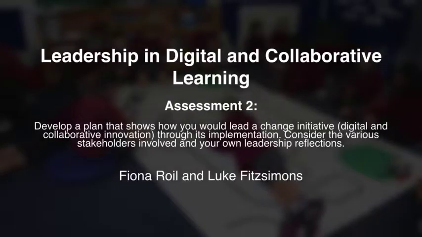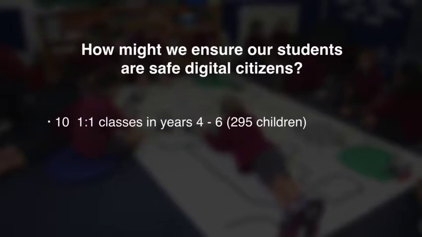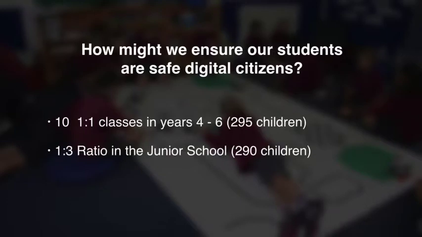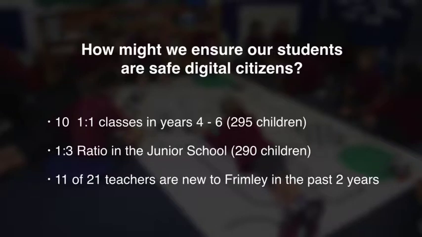Over the past 2 years, the staff and the digital infrastructure at Frimley School has changed significantly. In our senior school of Year 4 to 6s, we now have 10 one-to-one classes, accommodating 295 children on their own computer on any given day, while the juniors have a ratio of 1 to 3 devices, providing access for another 290 children. We have teachers within these classes that are new to Frimley School and also some that have been here for a while.